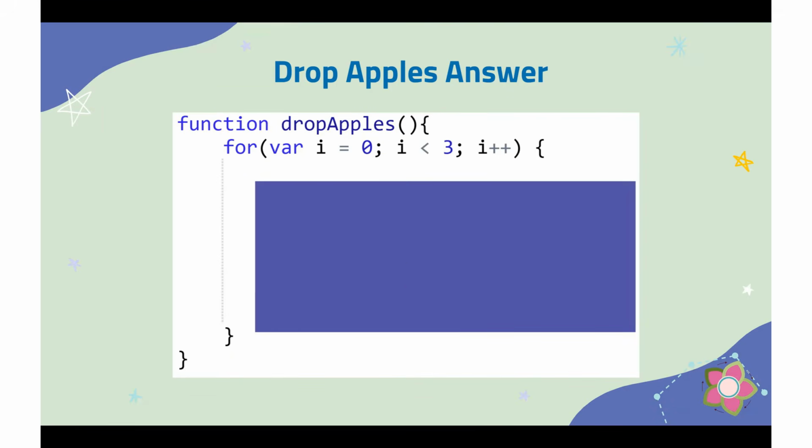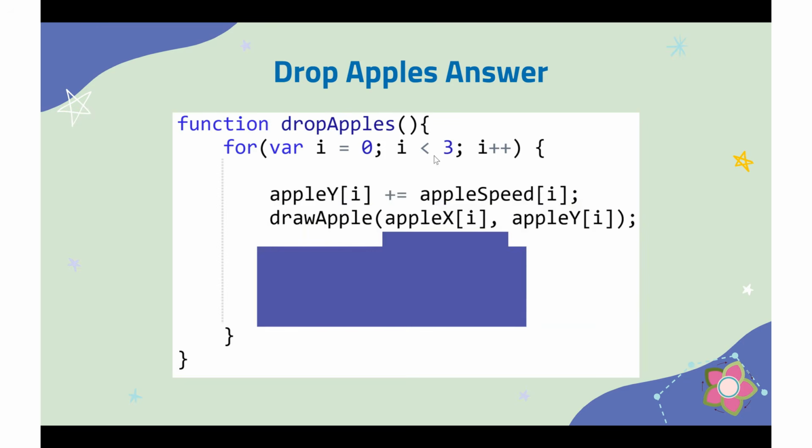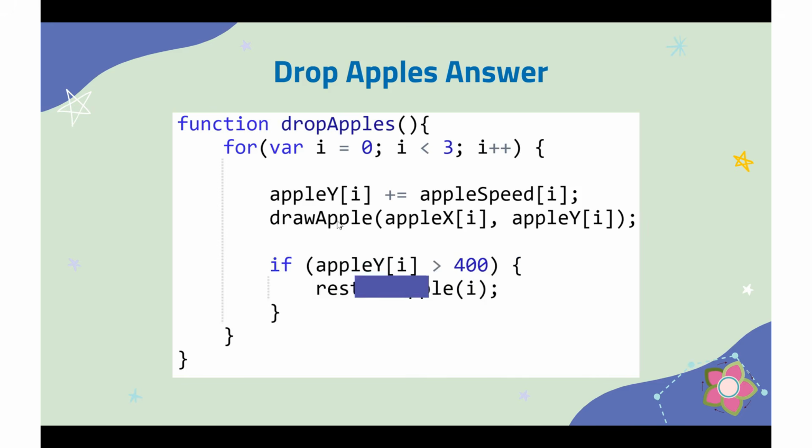So first, we're going to have our for loop, and we're going to limit the number of times it's going to loop to 3. So it will loop once for I equal to 0, then it will loop for I equal to 1, and then it will loop for I equal to 2, which will be 3 times because we have 3 apples. Then we're going to add the speed. We're going to draw the apple. And finally, if the y coordinate is more than 400, we're going to restart the apple.